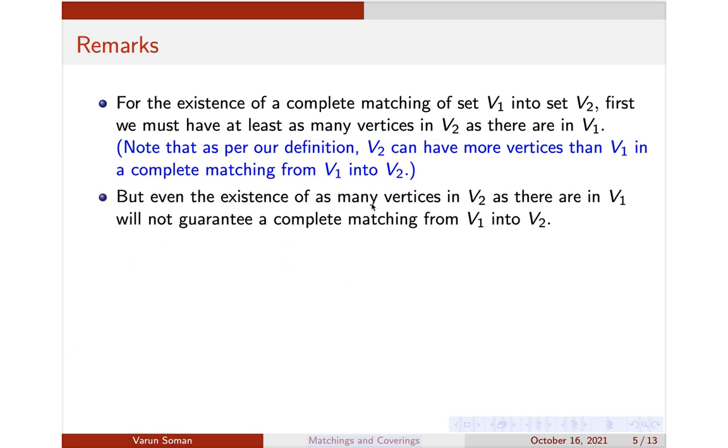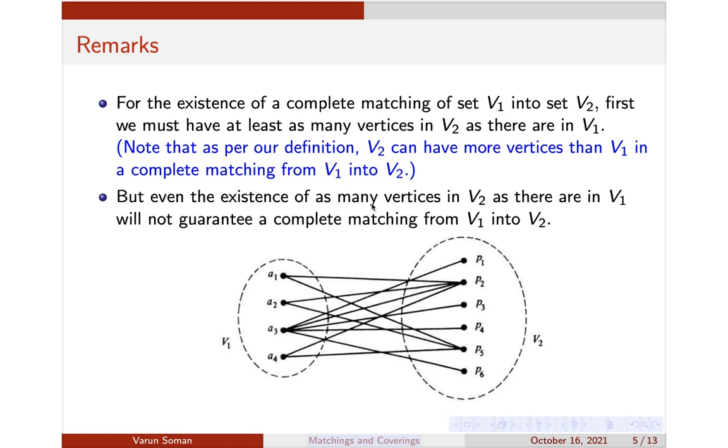For example, look at this example here. The first set has 4 vertices, and this set has 6 vertices. Can you define a complete matching from V1 into V2? One condition is already satisfied, because V2 has many more vertices than V1. So maybe we could give an assignment there, but still there is an issue here.